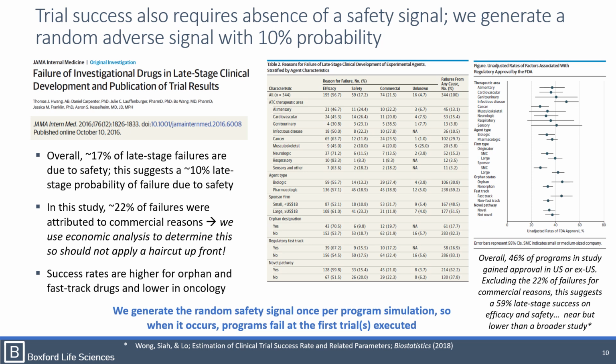One thing to point out, and it's a potential problem if you're solely using analogs in order to get the probability of technical and regulatory success, is that in the study they found that 22% of those failures were attributed to commercial reasons. But of course, the entire reason why we're doing this economic analysis is to see if the program makes sense economically. And so we don't want to apply a haircut for failure on commercial reasons up front, because we're going to make that decision later. We have the potential to double count. This approach that we take here then avoids that potential double counting.